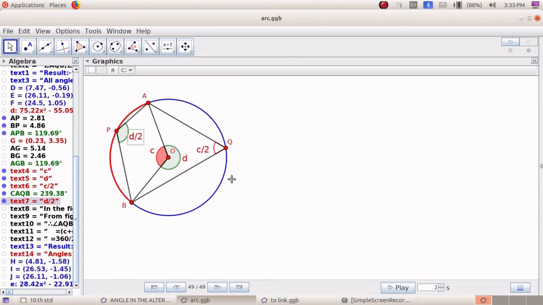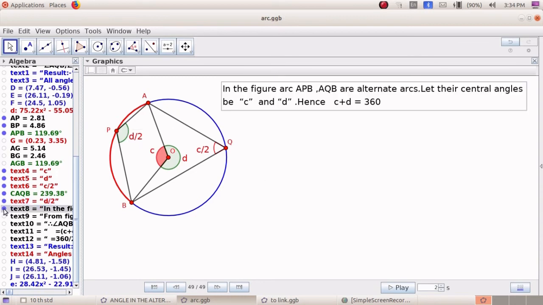Okay, now let us write these steps like this. Angles in the alternate arcs are supplementary, that means their sum is 180 degree. To prove that, we have supposed arc APB and arc AQB as alternate arcs, and C and D are their central angles. Therefore C plus D is 360 degree. Let us draw this figure first, then write those statements. You can draw such a figure first, then write these steps in your notebook.